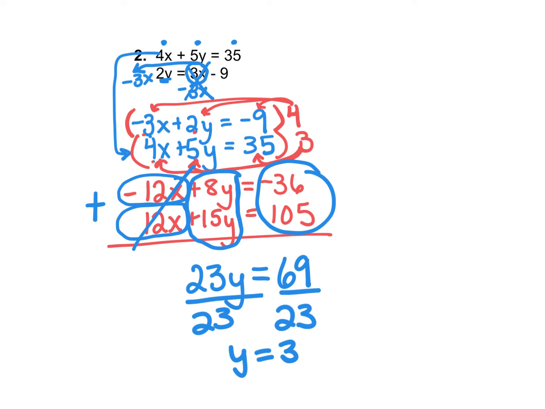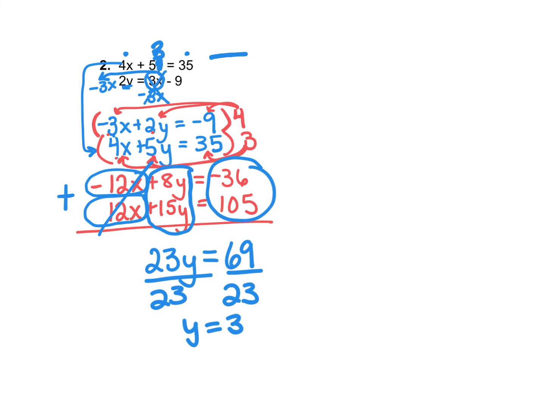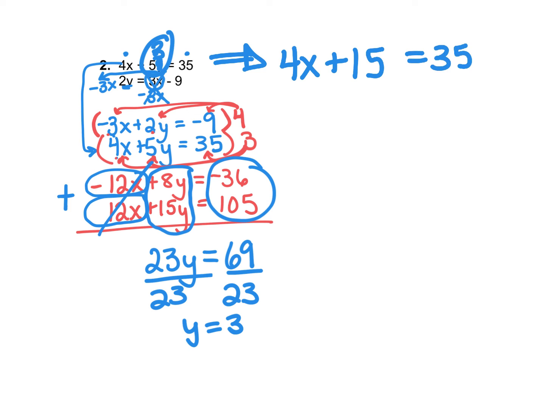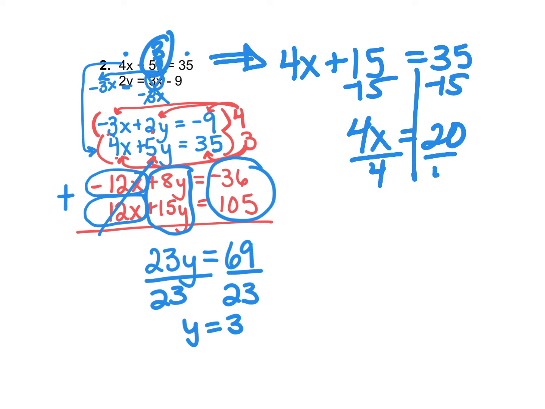Then I need to go to any equation. It doesn't make any difference which one, so I'm just going to use this top one, and I'm going to put a 3 in place of y. Just make sure to put it in the right variable. And now I'll rewrite this top equation. So now it says 4x plus 15, because I'm doing 5 times 3 right there, equals 35. And then I'll finish solving that one. So we get x equals 5.